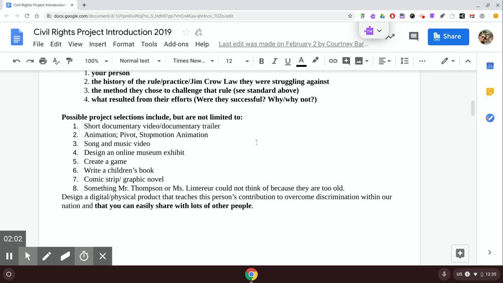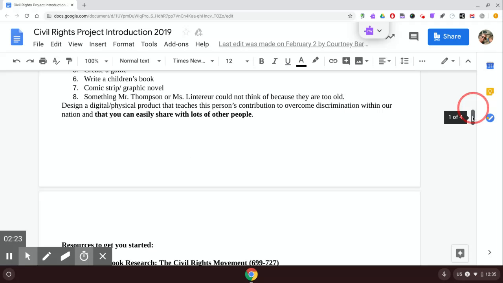You're going to be researching this over about the next week, and then you're going to be creating that learning aid that I mentioned earlier. And that learning aid could take a lot of different forms. It could be a short documentary. It could be some kind of animation, a song or music video, an online museum exhibit, a game, a children's book, a comic strip or graphic novel, or something we just couldn't think of because we're too old and you have a better idea of what you want to do.